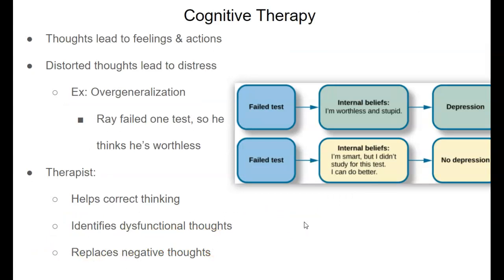Cognitive therapy is, as I mentioned, the idea that our thoughts are what lead to the way that we feel and the actions that we take. So distorted thinking can lead to distress, and there are many different types of distorted thinking. One example is overgeneralization. For instance, Ray may have failed a certain test, so he thinks that he's worthless, right? Because he feels that just because he did badly in one thing, that generalizes to his entire person. There are a lot of thinking patterns that we're not really that aware of. So the therapist is trying to get at the heart of our thinking and help us correct it by identifying dysfunctional thoughts and helping us replace negative thoughts with better, more adaptive, or more realistic ones.